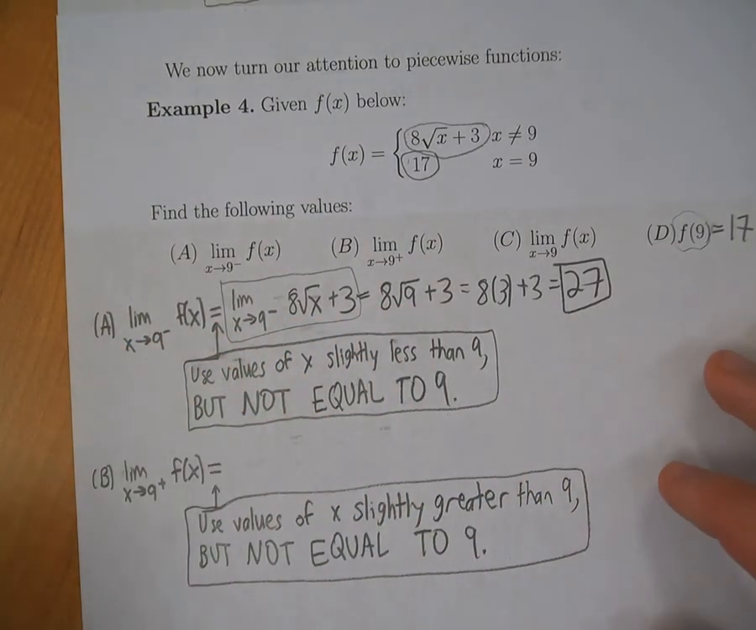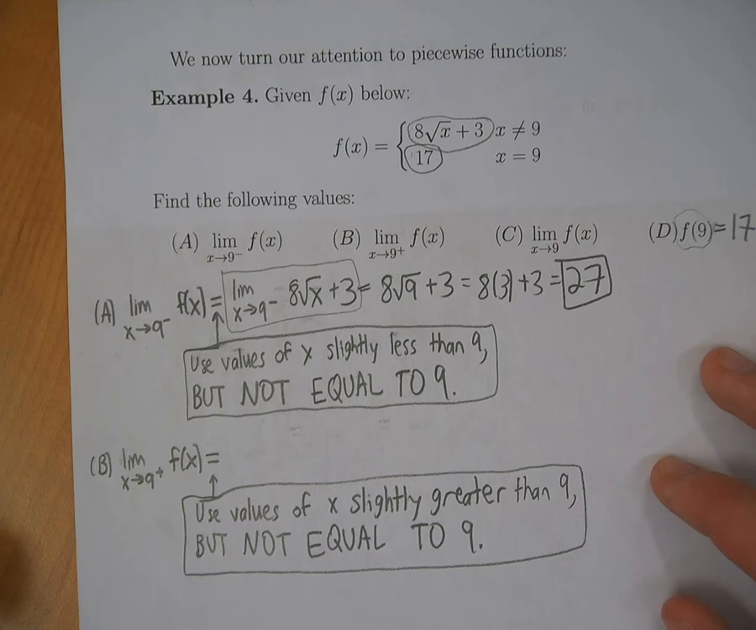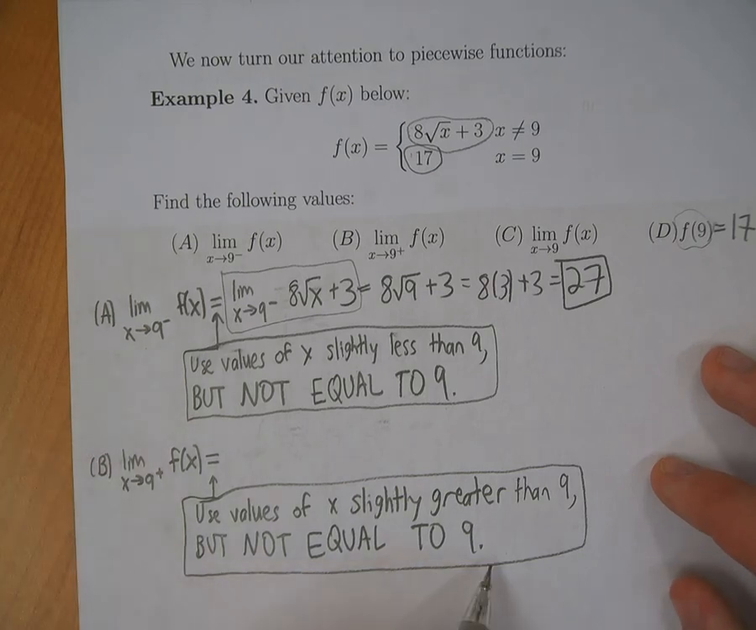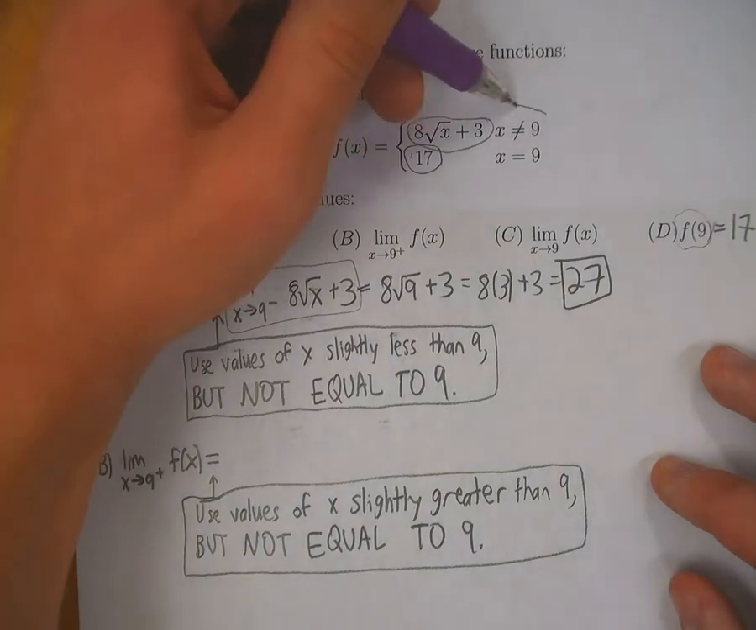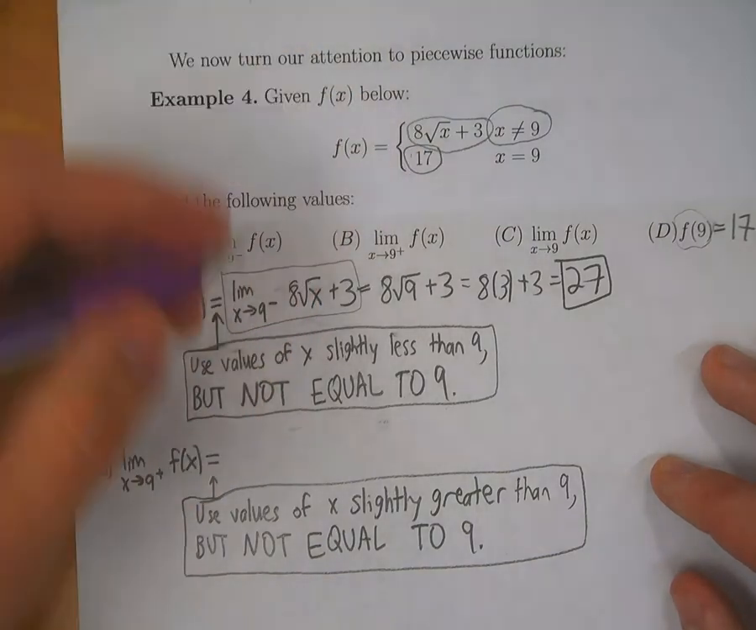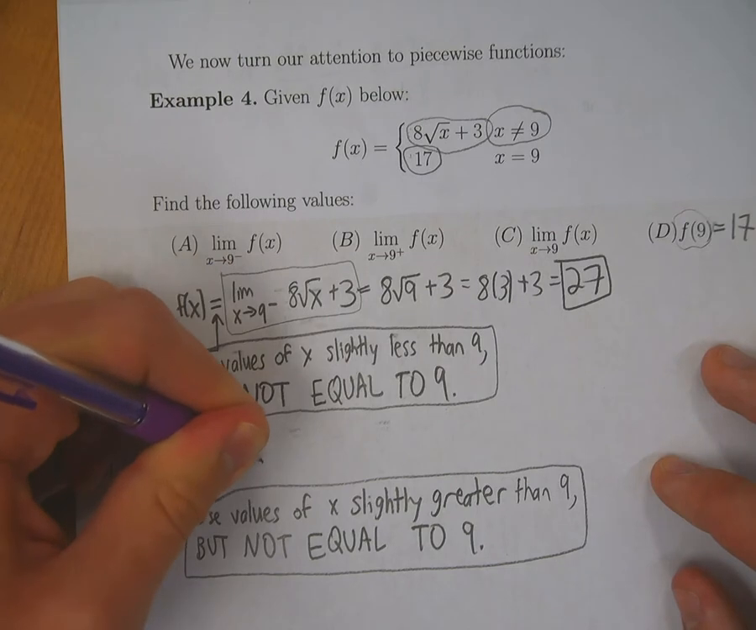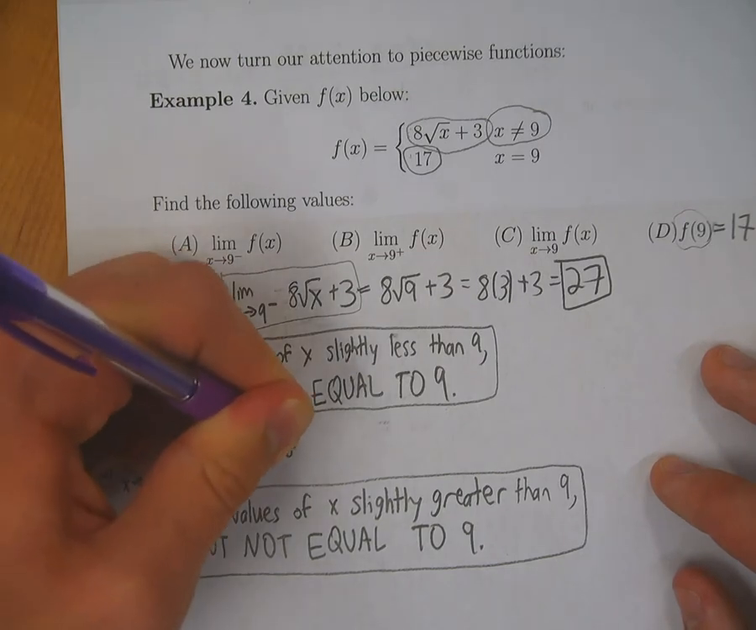All right. So using this reasoning, which of the two functions here should we be using in this case? Using similar reasoning as part A. So in this case, we need to make sure we're not equal to 9. Since the only part of the function that lets us work with x not equal to 9, well, we should probably use the top one here. So the limit as x approaches 9 from the right of 8 times square root of x plus 3.